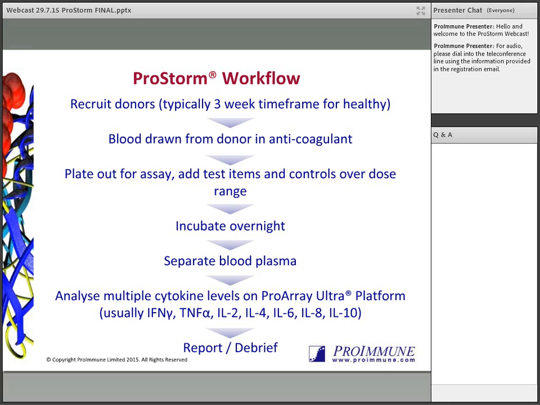So the blood and test articles are then incubated overnight, and the blood plasma is separated and then analyzed on our Prorate Ultra platform, which I'll describe more of in just a moment. The cytokines that are quantified are done so on that platform, and they include interferon gamma, TNF-alpha, and then interleukins 2, 4, 6, 8, and 10. And so this panel obviously includes markers which are typically seen in a cytokine storm. And then following the analysis of the data, the results are reported and a project debrief is provided with our assay scientists.